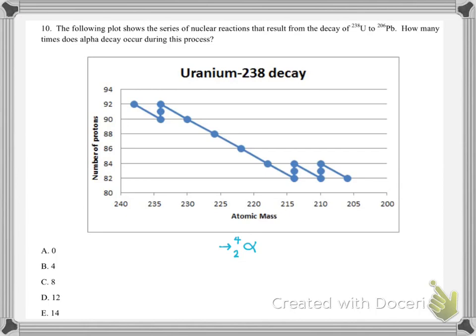And I think it's easiest to look at the protons and see how, like in this first step, we've gone down by 2 protons, as would happen in an alpha decay. And so then we can just kind of count these steps down. So we'd have 1, 2, 3, 4, 5, 6, 7, 8. And we can also see how the mass number changes by 4 as this is happening. So we'd have 8 alpha decays.